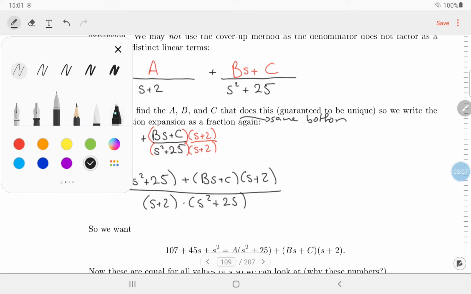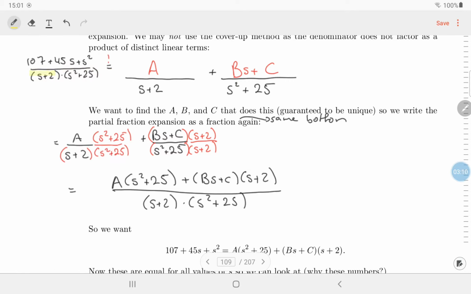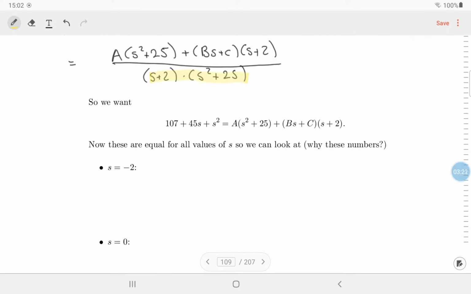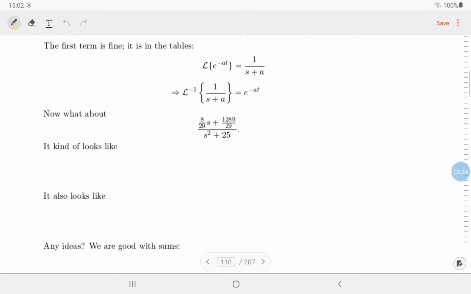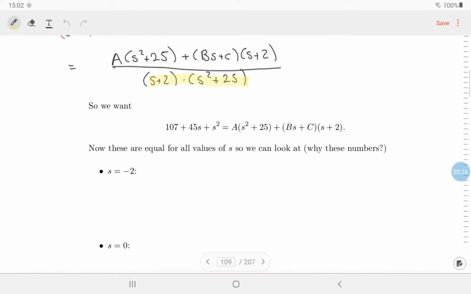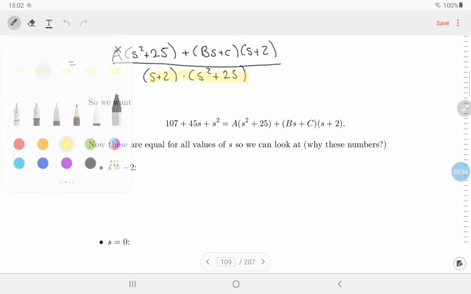Now what's good is the bottoms are the same, and if we want them to be equal for all relevant values of s, we need the tops to be the same as well. So if we force the tops to be each other, this is what we end up with. So we're going to put in clever values of s into both sides and hopefully generate equations to find out everything. Okay, so the question is, why are we picking these particular values of s to put in?